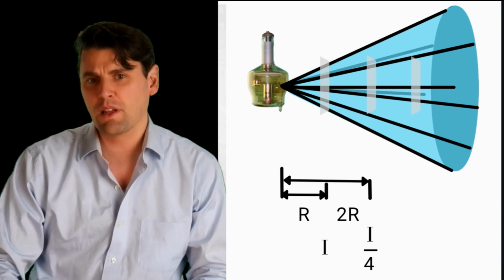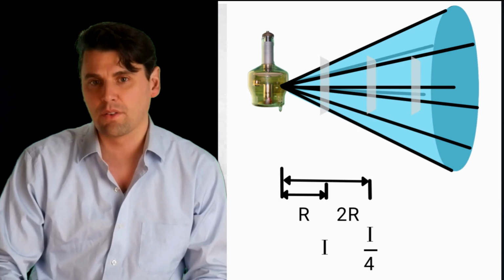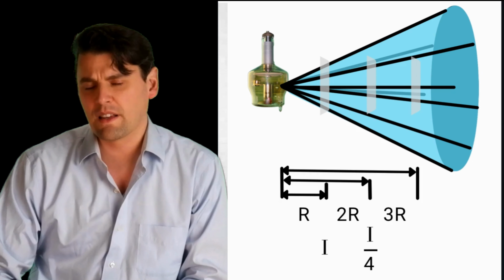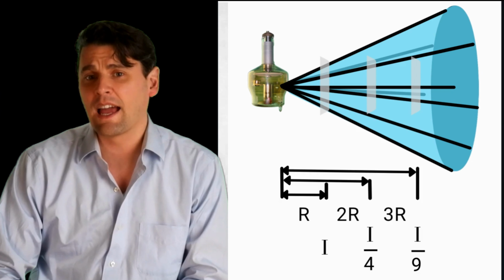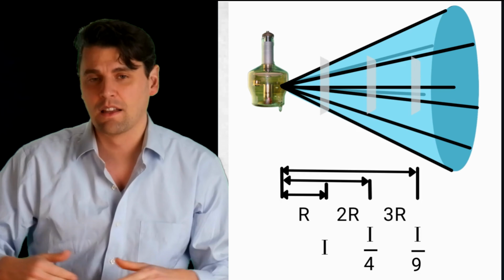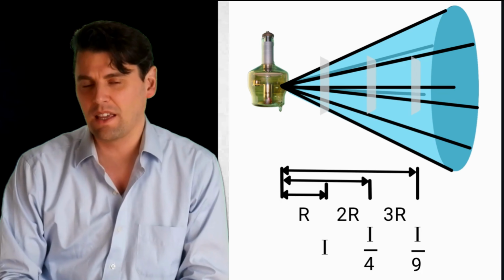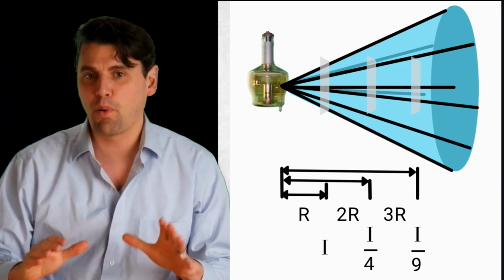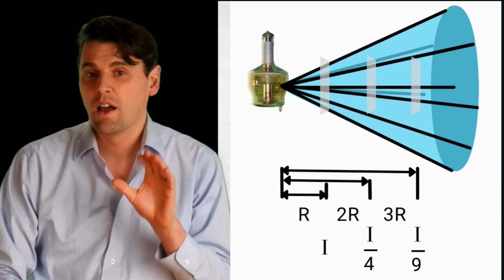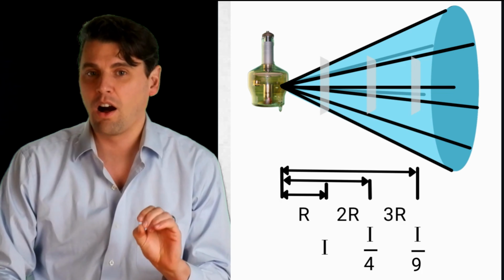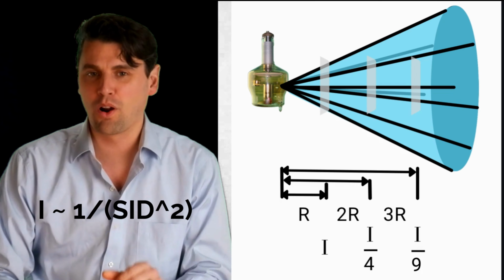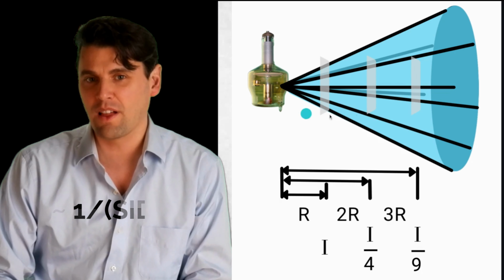Then imagine we go another distance away, so now we have 3R. What's it going to be? It's going to be I divided by 9. So what's the pattern that we're seeing here? The pattern is that the intensity is proportional to the inverse of the square of the SID, or the distance R, as we've labeled it here.